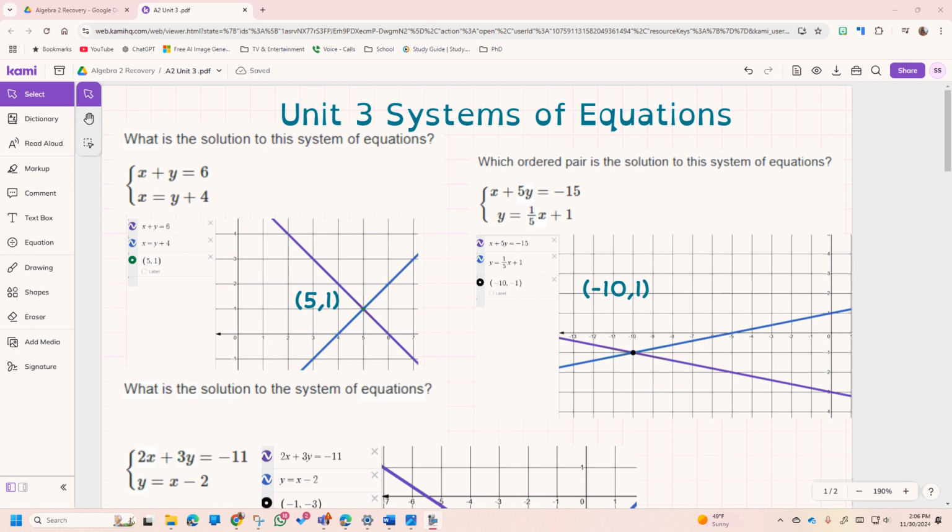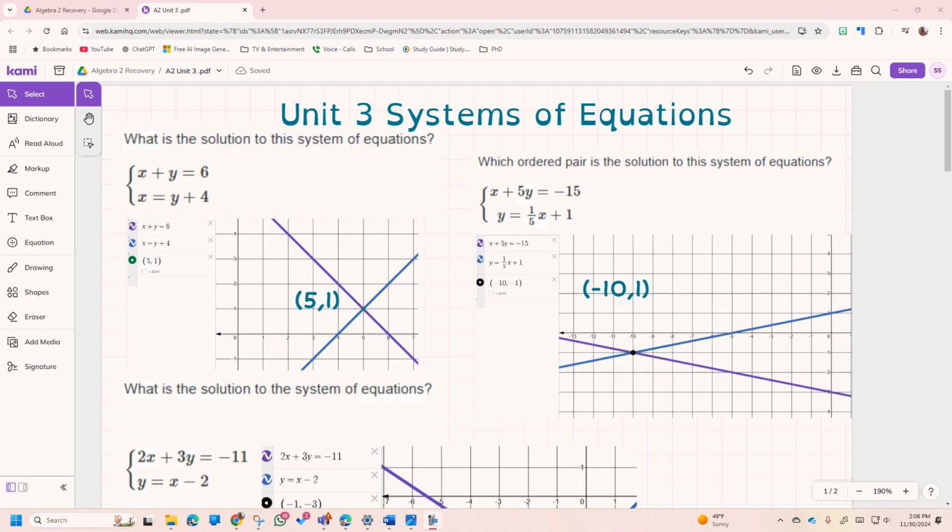Hi guys, welcome to our Unit 3 Systems of Equations test review. Remember, some of these questions will be exactly like the ones on your test. Some of them will be similar, but all of them will be good examples for you to use for corresponding questions.